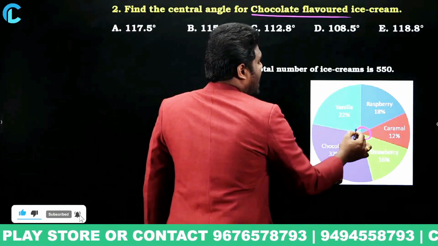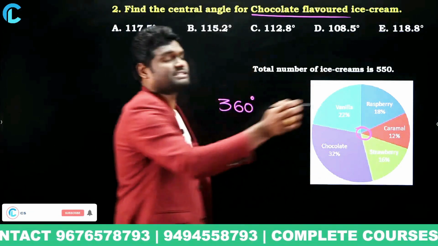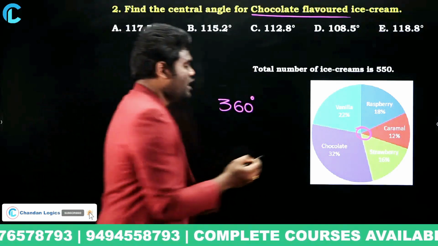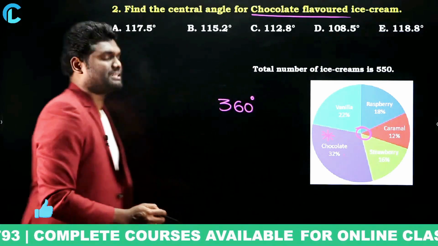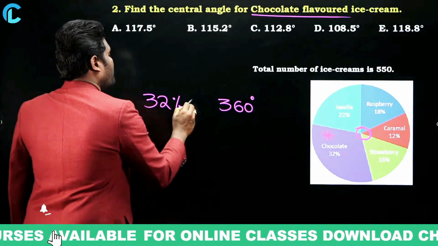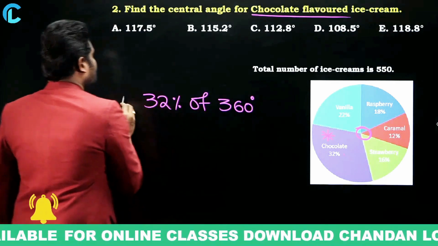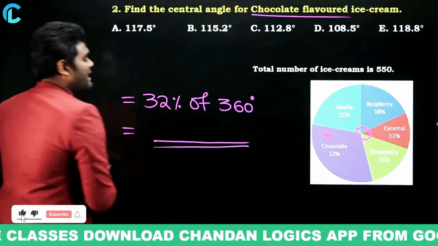Now chocolate flavor out of the total 360 degrees. This total is 100%. Out of 100%, how much percent is chocolate flavor? Chocolate flavor is only 32%. So we need to calculate 32% of 360 degrees. If you are good in calculation, you can calculate.